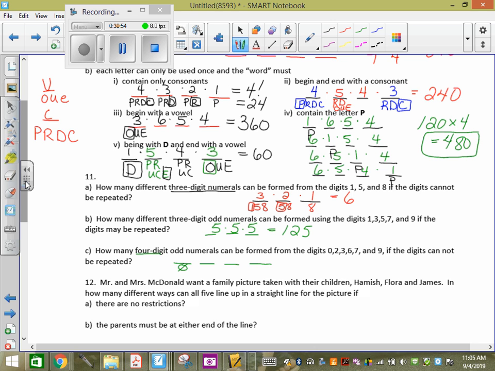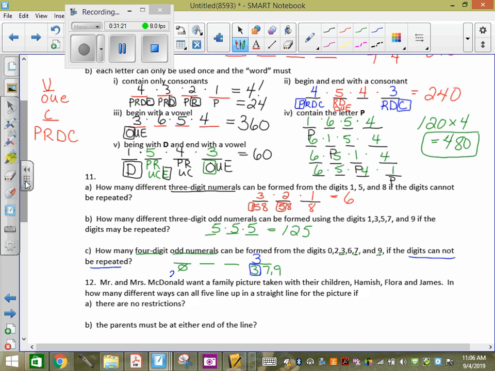Okay. How many 4-digit, can't have a 0, odd numerals, so I can only have odd numbers back here, can be formed from 0 to 3, 7, and 9. 6, 7, 9. So 3, 7, and 9 are my only options for the back. So 3. I have to decide if it says I can repeat or I can't, right? So it says cannot be repeated. So I have to hold a number. So I'm going to keep the 3.